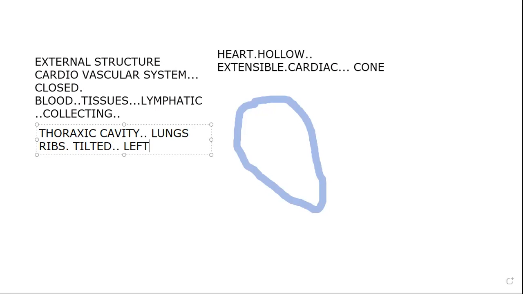Now the shape of the heart, where is the heart present? The heart is actually present in the central part of the thoracic cavity. What is the thoracic cavity? Thoracic cavity is actually the chest cavity where we have the lungs present, which are protected by the ribs. The heart is also protected by the ribs. It is present between the two lungs in the center, but it is a little bit tilted towards the left. It is not present on the left, but it is tilted towards the left.